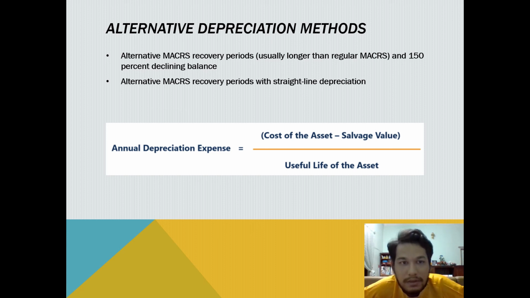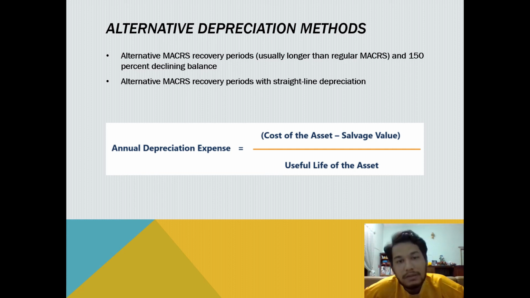And then we go to the alternative depreciation method, which is another method to calculate this. The alternative MACRS recovery period is usually longer than regular MACRS, and uses 150% declining balance, which is the alternative declining method. The regular MACRS that we calculate uses 200% declining balance.